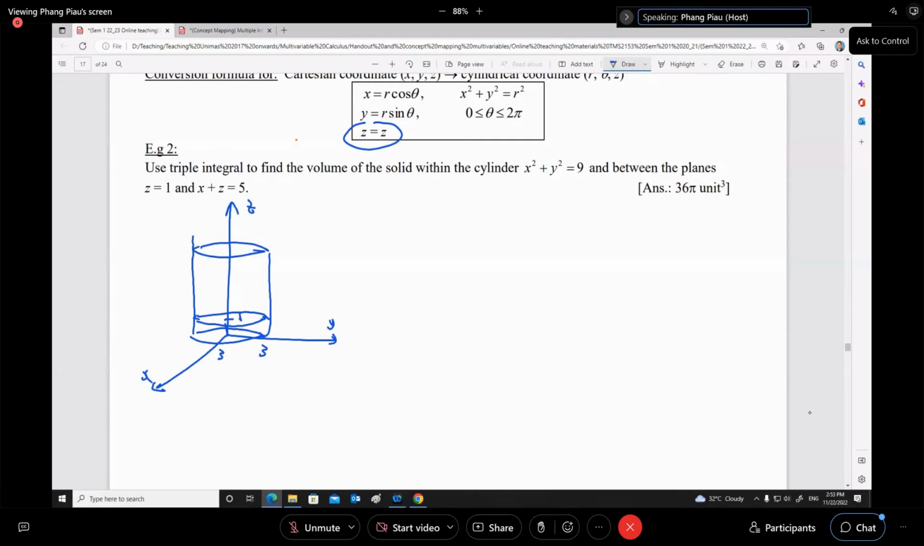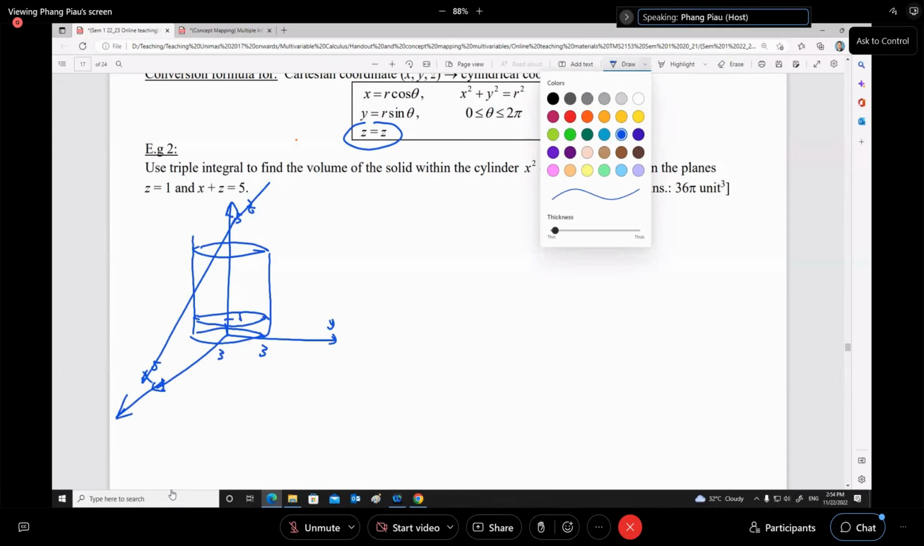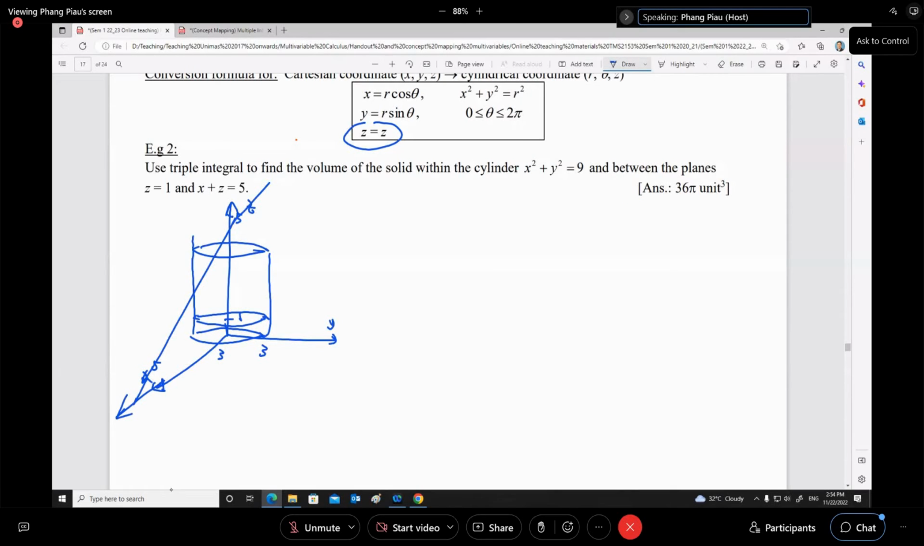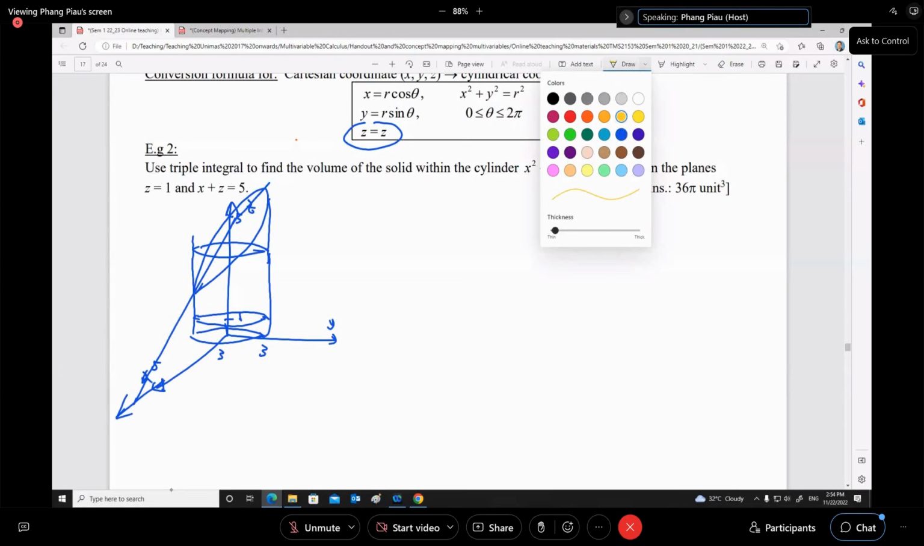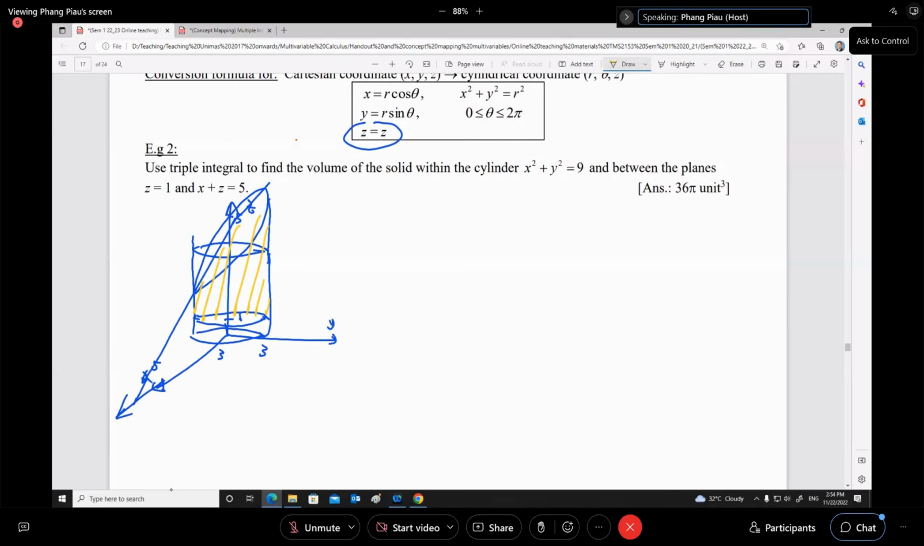And x plus y plus z equal to 5. If you have x plus y equal to 5, then you know that it is a linear line. So let's say that my z equal to 5 is here. Of course, it's not in proper scale; it's difficult for me to draw, but you know that x plus y plus z equal to 5 will give you a plane like that. So the volume that we are interested in is only this volume.